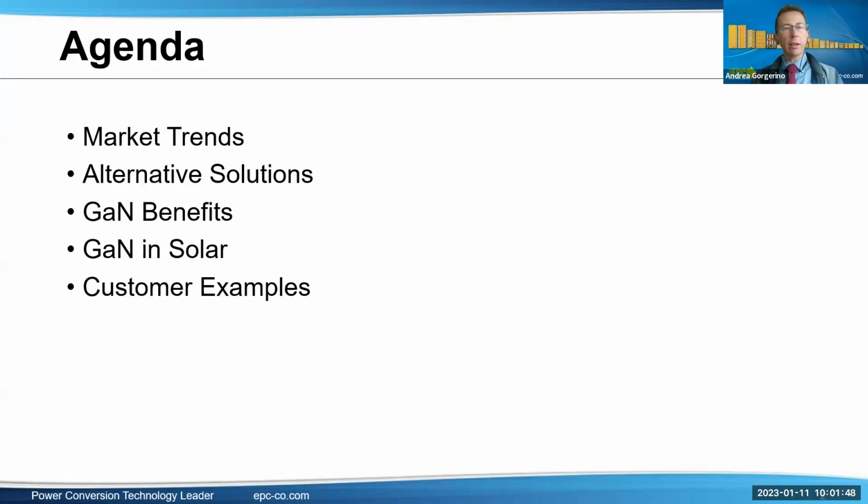Let me start with the agenda. I'm going to cover today some market trends for solar and how EPC plays into that. We'll talk a little bit about the solutions that are out there, and then about how GaN benefits these applications. I'll go over some specific GaN products that can be used in solar, and finally, a few customer examples where our customers are using GaN in solar applications, and they allowed us to share with our broader audience these examples. So let's dive right in.